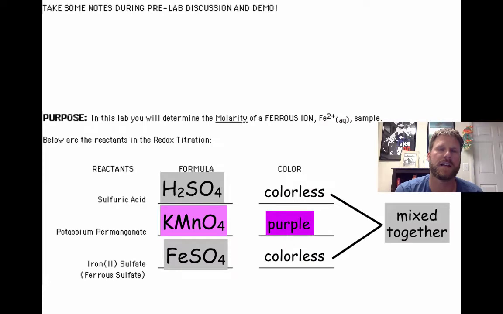The purpose of our redox titration is to determine the concentration of an iron ion solution. The reactants in our redox reaction are going to be sulfuric acid, potassium permanganate, and iron sulfate. The iron sulfate is actually already mixed with the sulfuric acid. The mixture forms a relatively colorless solution. Potassium permanganate, you will notice, forms a very dark purple solution.